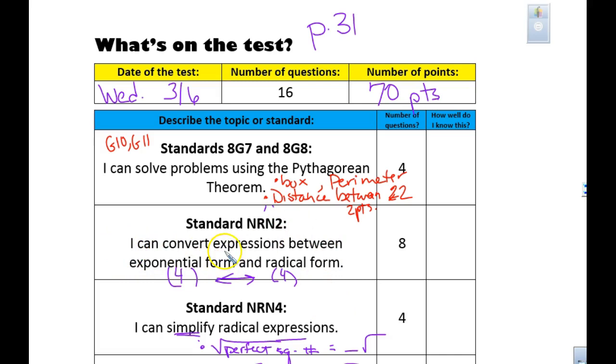The next standard, I can convert expressions between exponential form and radical form. So today, because those are the questions on the quiz that a lot of people really struggle with, there'll be 8 questions, 32 points. So pretty much 4 points for each question. This is where you're going to be looking at them in exponential form and change to radical. Radical, remember, is your square root. Exponential is when you have a base and an exponent.